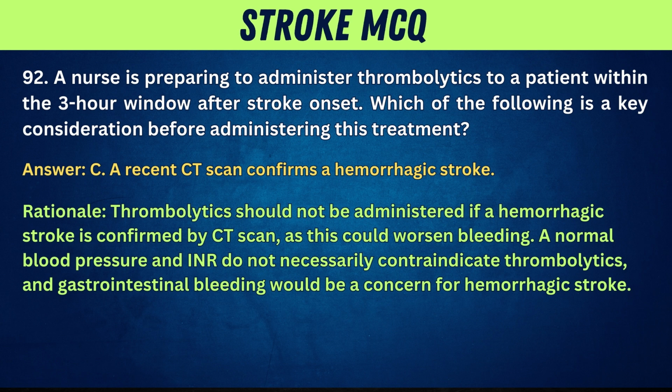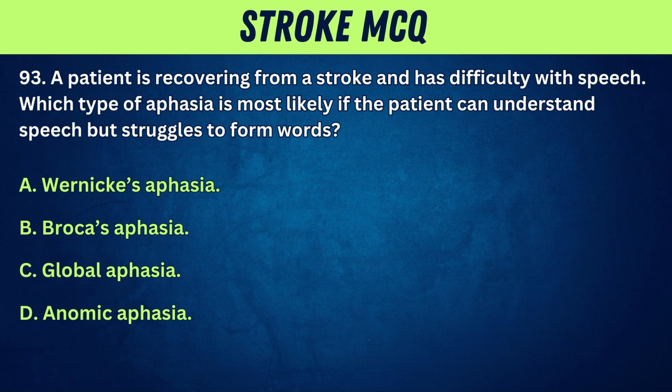Rationale: Thrombolytics should not be administered if a hemorrhagic stroke is confirmed by CT scan, as this could worsen bleeding. A normal blood pressure and INR do not necessarily contraindicate thrombolytics, and gastrointestinal bleeding would be a concern for hemorrhagic stroke.